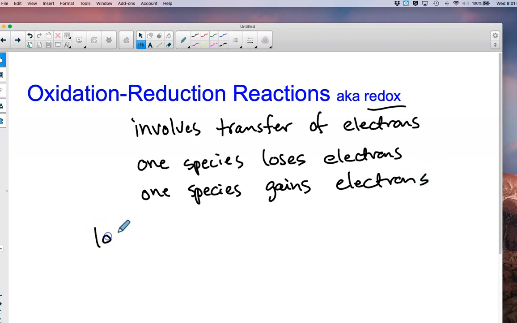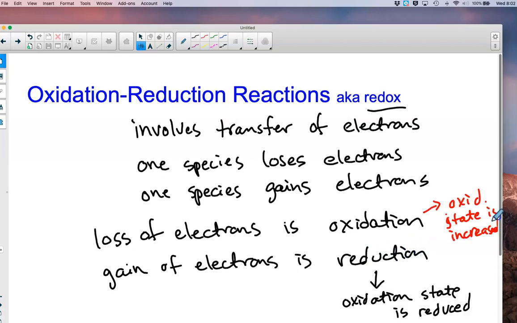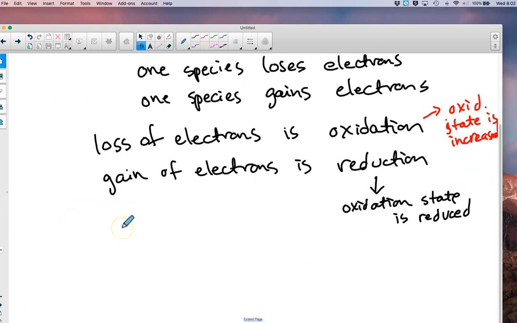And the loss of electrons is known as oxidation, and the gain of electrons is known as reduction. Okay, so we'll look at several examples of that happening. But first of all, we kind of need to talk about what I mean by oxidation state.